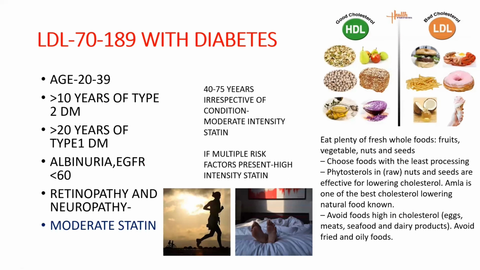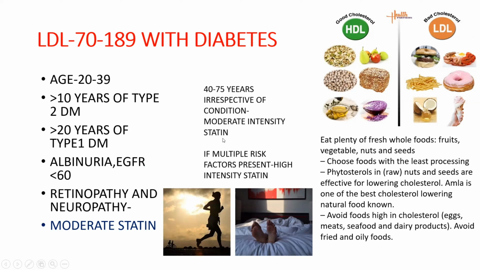If LDL is 70 to 189 and the patient has diabetes, and the age group is 20 to 39 with more than 10 years of type 2 diabetes, more than 20 years of type 1 diabetes, albuminuria, eGFR less than 60, or retinopathy or neuropathy present, in these cases we will give moderate statins in the age group of 20 to 39. For 40 to 75 years with diabetes, irrespective of the condition, moderate intensity statins are given.